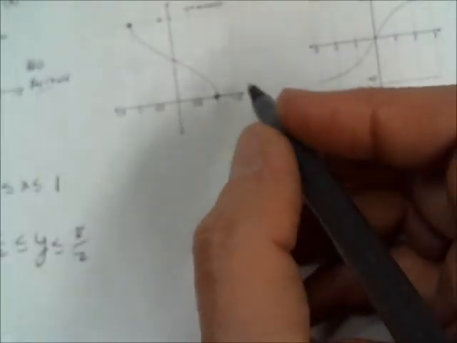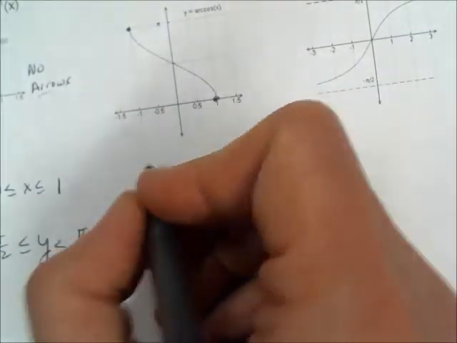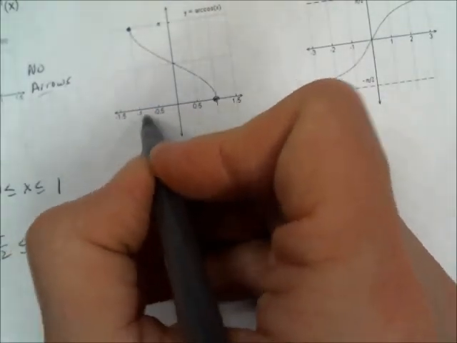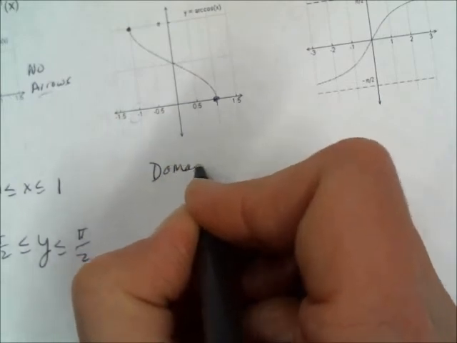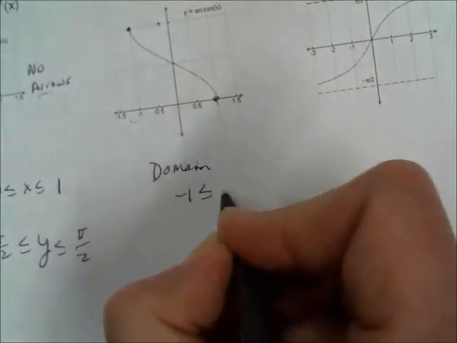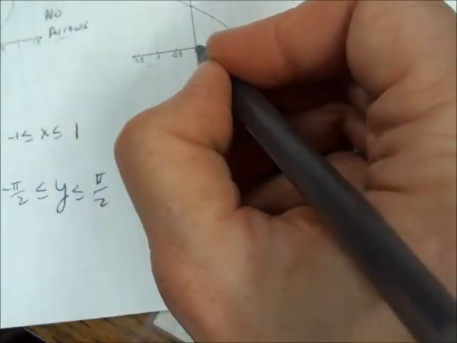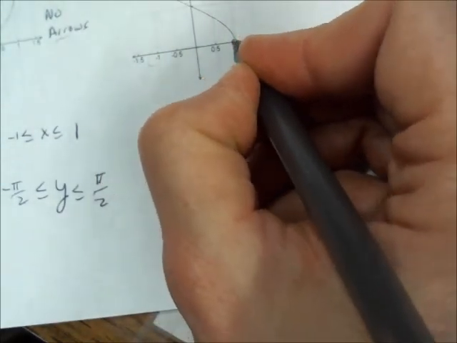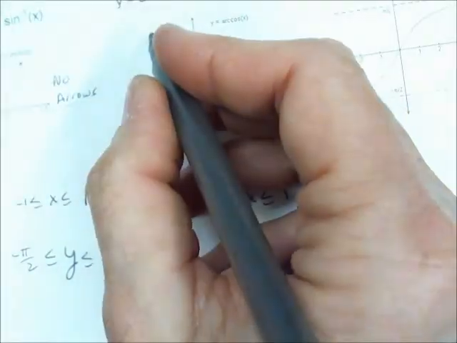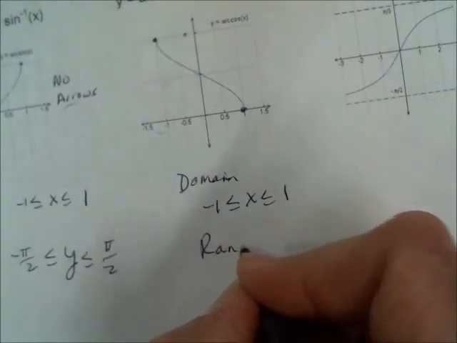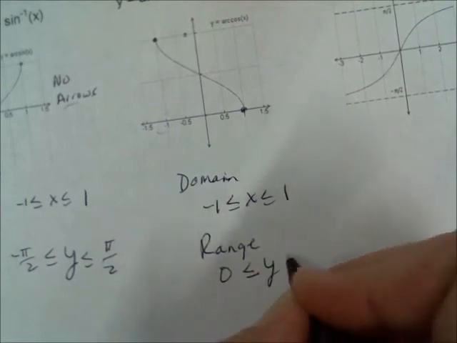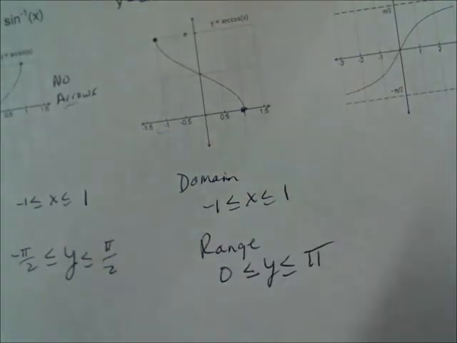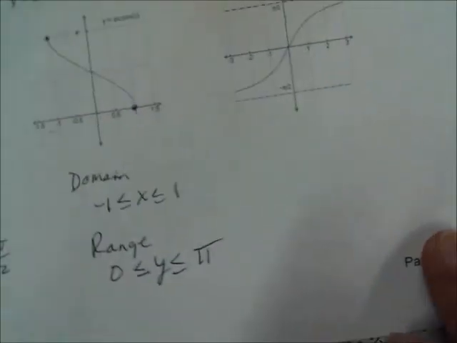Over here, the arc cosine graph, the domain is the same because it starts at negative 1 and ends at positive 1. So this domain is also negative 1 less than or equal to x less than or equal to 1. But the range is different because the lowest y value here is 0 and the highest y value is pi. So this has a little different range than the other one. You just say 0 less than or equal to y less than or equal to pi. And that's it for the arc cosine that you need to know.